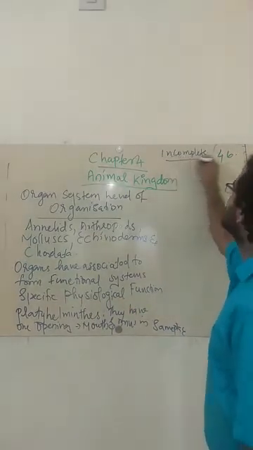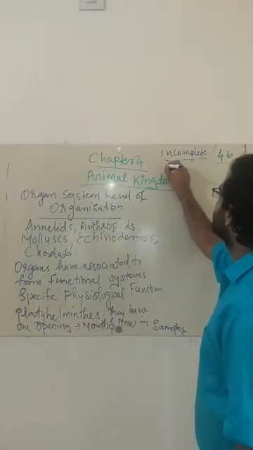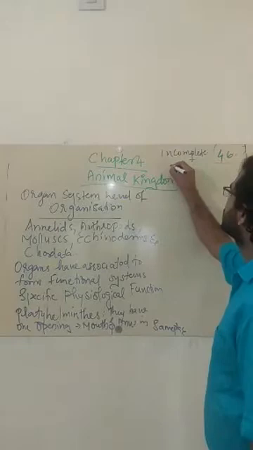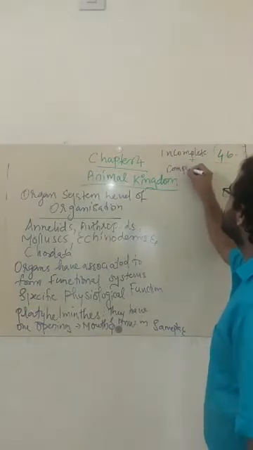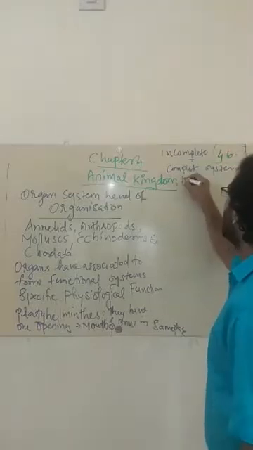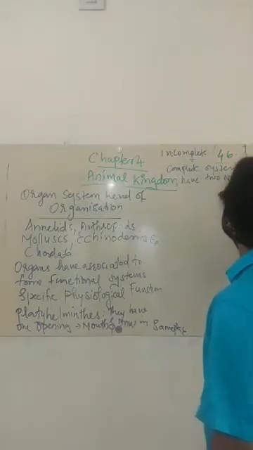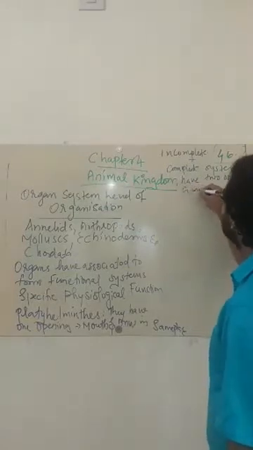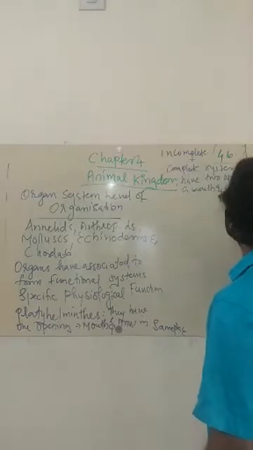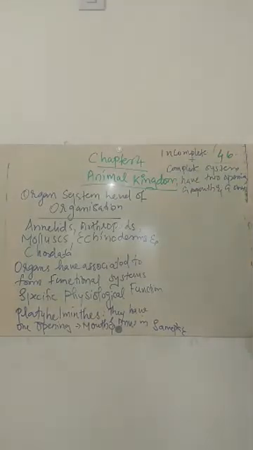So this is incomplete and complete. A complete digestive system has two openings, a mouth and an anus.